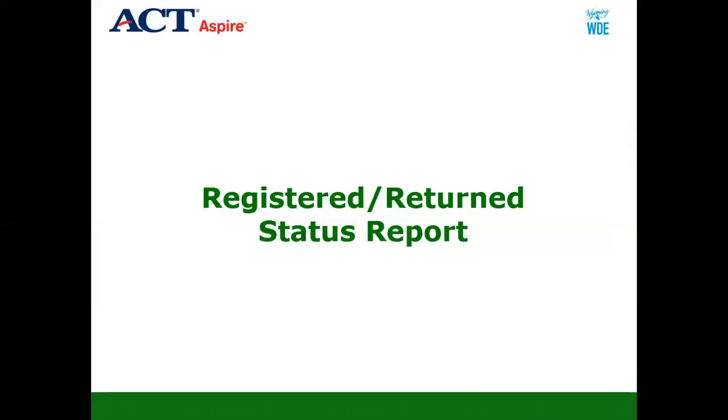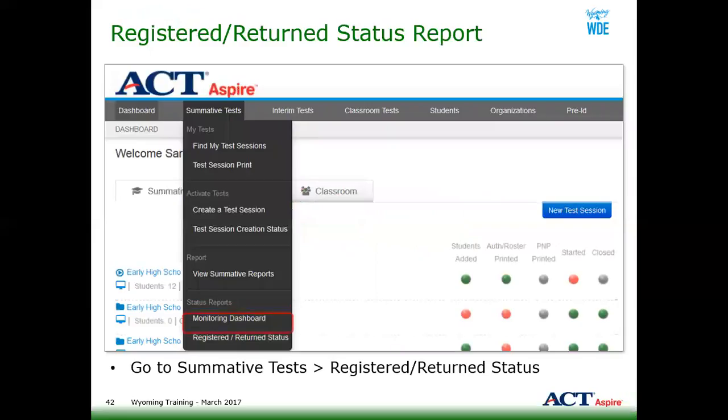Okay, so now let's talk about the Registered Return Status Report. This was available last year, but we've made a few updates. So the Registered Return Status Report is available under the summative tests. It's that last option. This lets you see very quickly how many students have been registered. Registered means added to a test session, or have had their test processed for scoring, or are still unregistered. They still need to be added to test sessions.